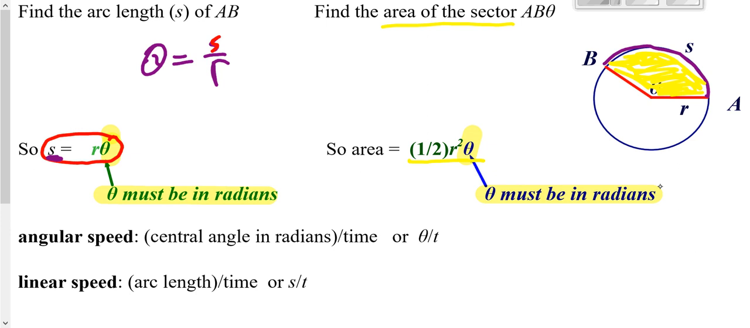You may be asked to find angular speed or linear speed. Angular speed is your central angle in radians divided by time. So just your angle in radians divided by your time. If you're looking for your linear speed, that's your arc length divided by time. So just be sure that you're aware of that in case you're asked to find those.